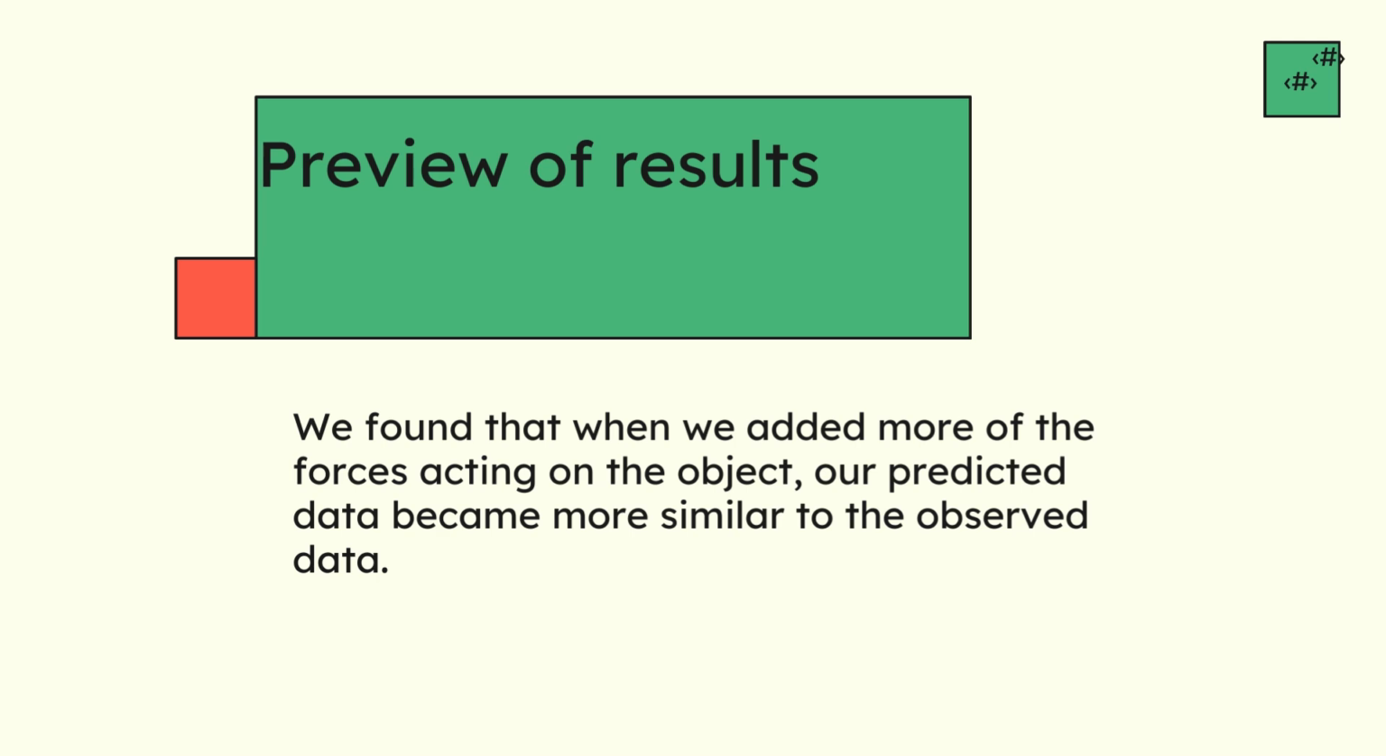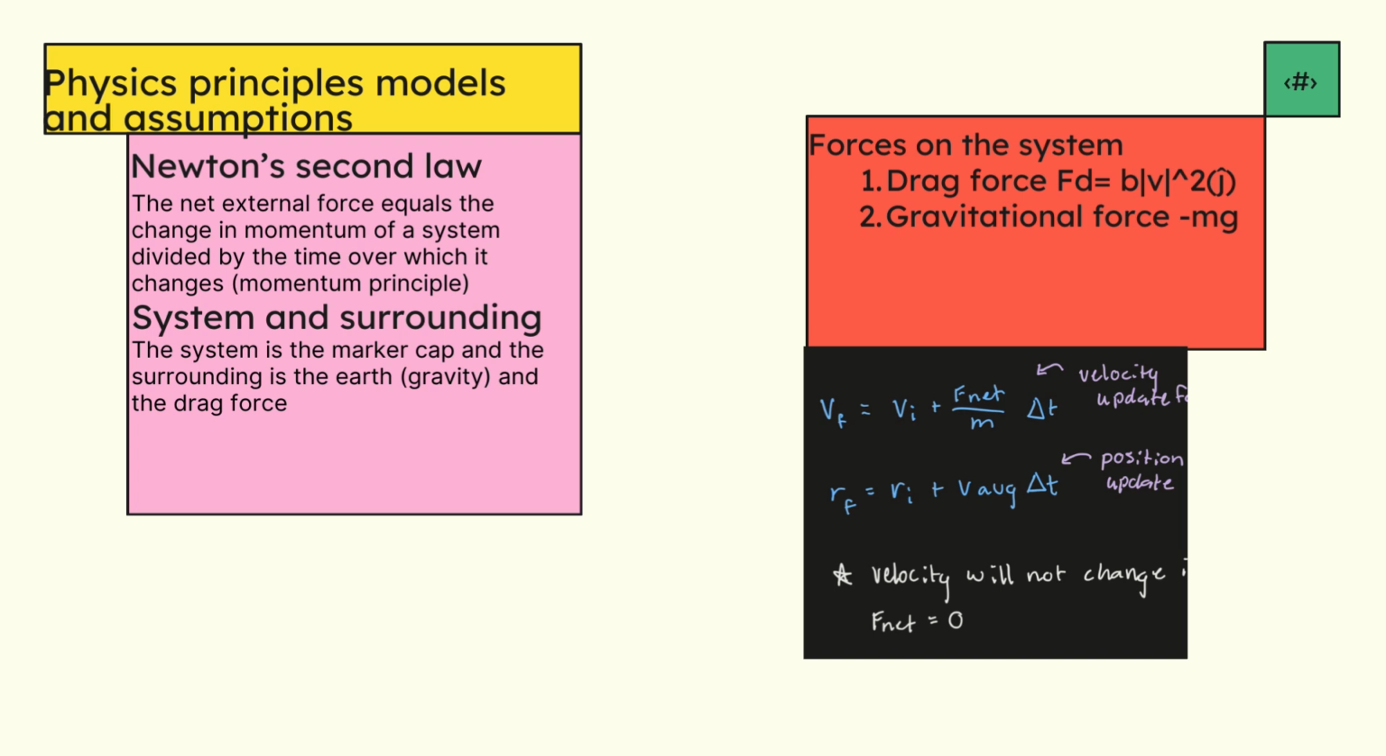So, a preview of the results is that we found that when we added more forces acting on the object, our predicted data became more similar to the observed data. This just means that when we added drag force to our net force, rather than it just being gravity, then our computational model became more similar to what we observed.